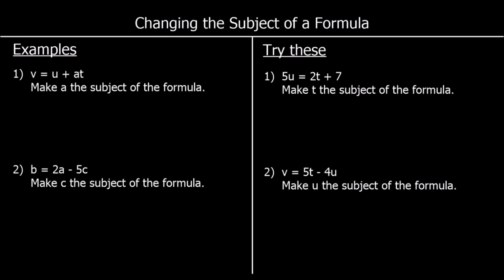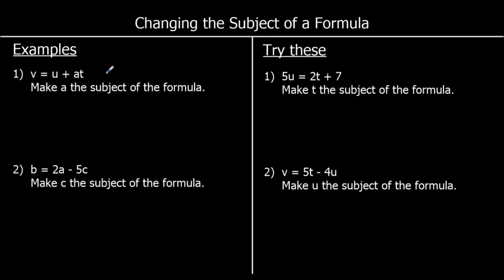When we change the subject of a formula, we are rearranging a formula to change the letter that's by itself. In this first example, we've got v equals u plus at. At the moment, v is the subject of the formula. V is by itself, or you could say it's in the form v equals something.